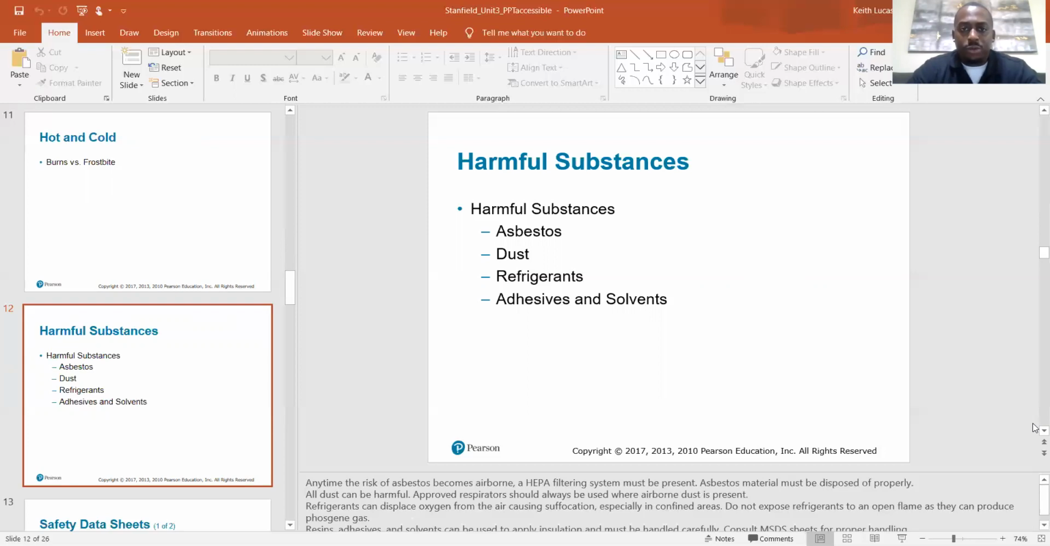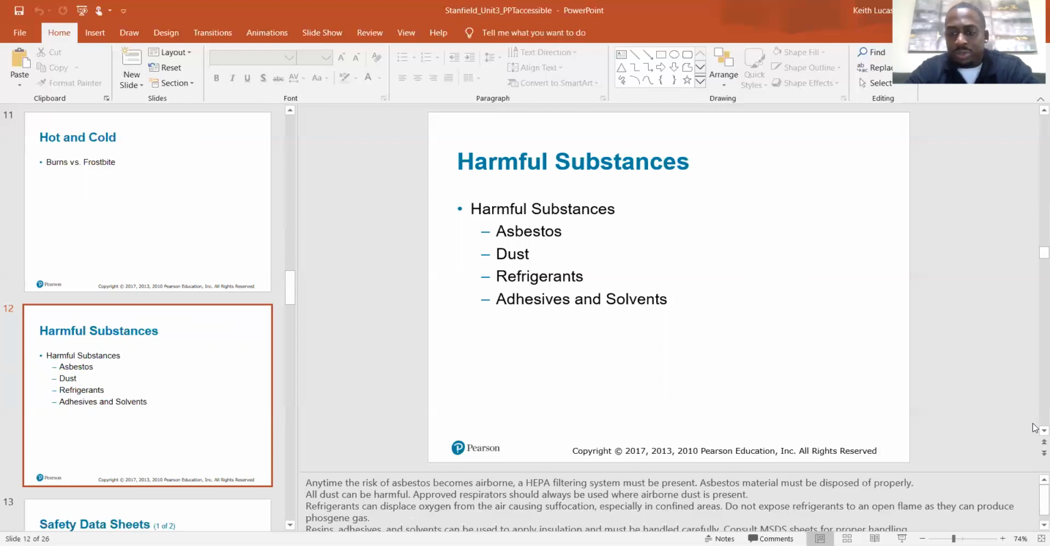So, harmful substances. Harmful substances include asbestos, dust, refrigerants, adhesives, and solvents. Anytime there is a risk of asbestos becoming airborne, a HEPA filtering system must be present. Asbestos material must be disposed of properly. All dust can be harmful. Approved respirators should always be used where airborne dust is present. Refrigerants can displace oxygen from the air, causing suffocation, especially in confined areas.